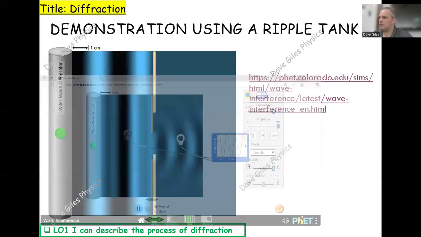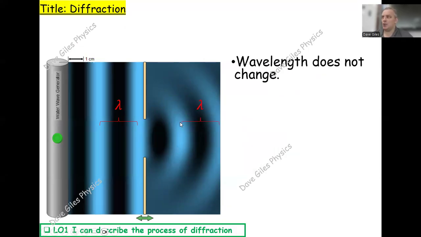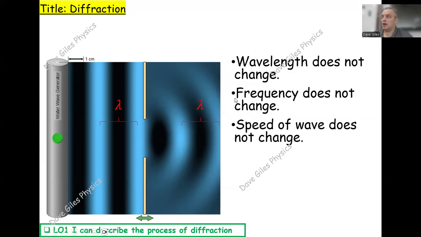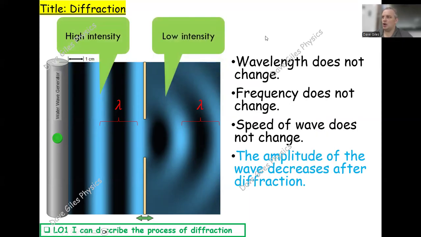So I shall close this. Here is the wavelength, from the center of one of these to the center of the next. You may have noticed that the intensity, due to the amplitude, became lower after. The wavelength does not change, we still have the same wavelength. The frequency does not change. The speed of the wave does not change, but the amplitude of the wave decreases after diffraction. So the amplitude decreases, and therefore the intensity decreases. That's high intensity before, and then low intensity.